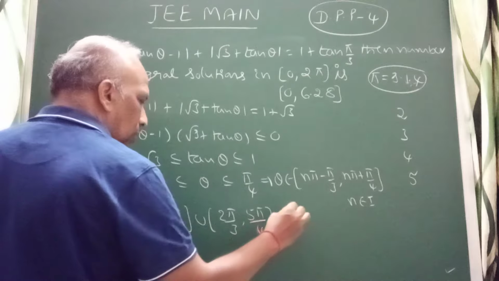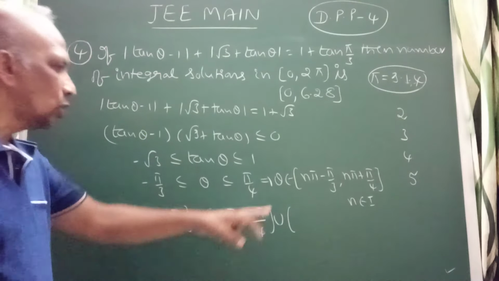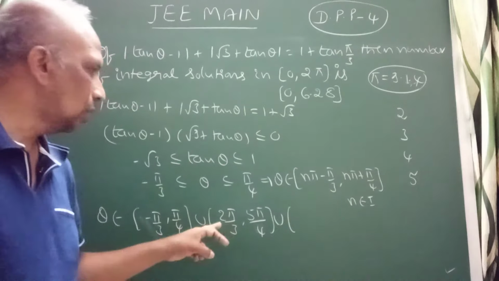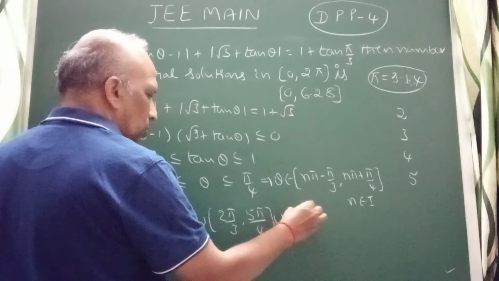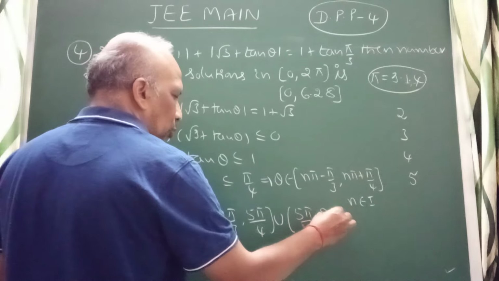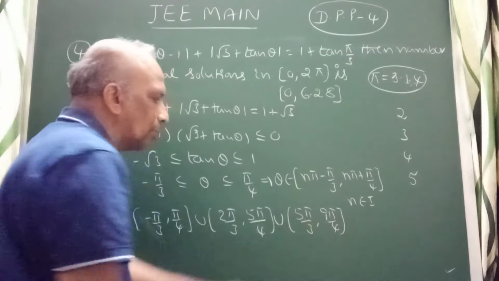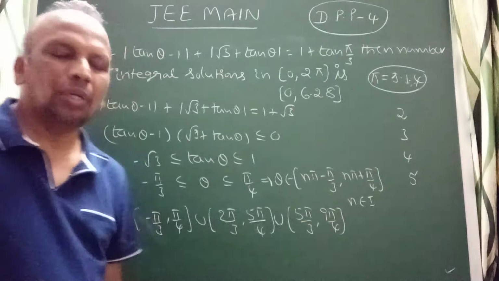n is equal to 2 means 2 pi minus pi by 3, which is 5 pi by 3, and 2 pi plus pi by 4 is 9 pi by 4. But 9 pi by 4 is more than 2 pi, and we consider up to 6.28 only.